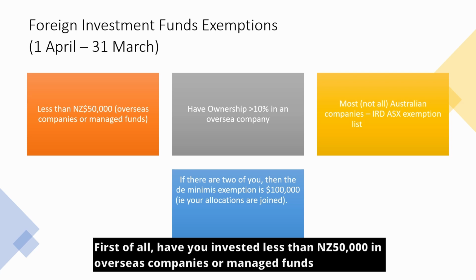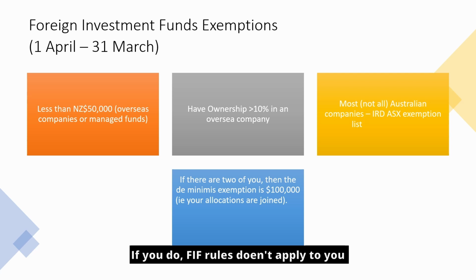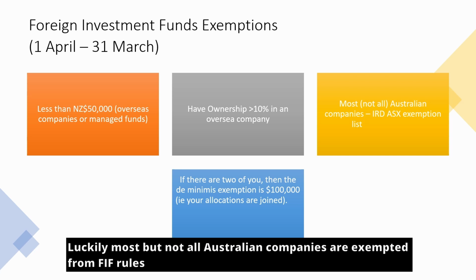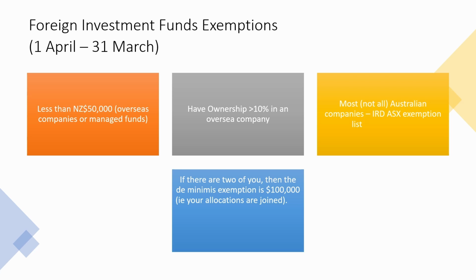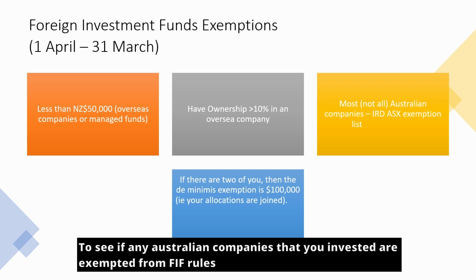First of all, have you invested less than 50,000 in overseas companies or managed funds? If you have, FIF rules do not apply to you. Or do you have ownership of more than 10% in the overseas company? Luckily, most but not all Australian companies are exempted from FIF. To be sure, you can go to the IRD website to check the ASX exempted list to see whether any Australian company that you invested in is exempted from FIF.